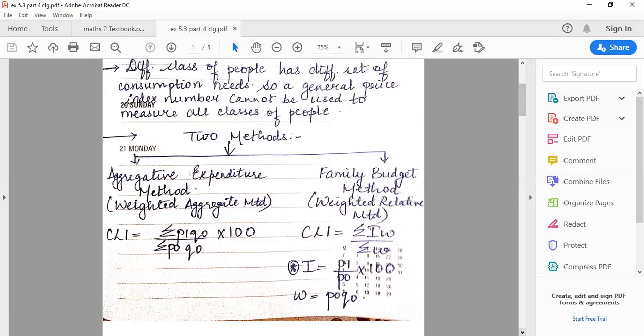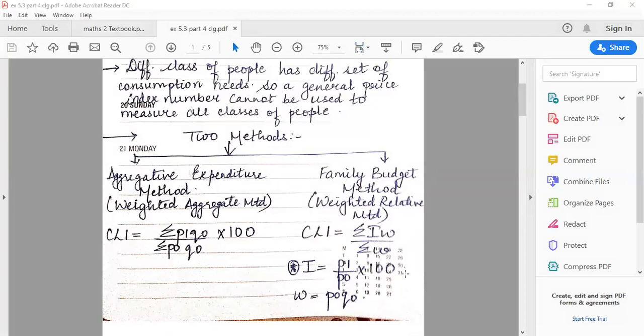Apart from that, we have to spend so much on different bills: water bill, electricity bill, house rent if you're living in a rented house. So there are many expenses. So all this is covered with the normal consumption, the day-to-day consumption of the goods and services in our life. Now, there are two methods as I told you. Number one, aggregative expenditure method, and number two, family budget method.